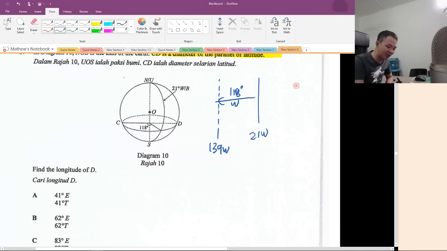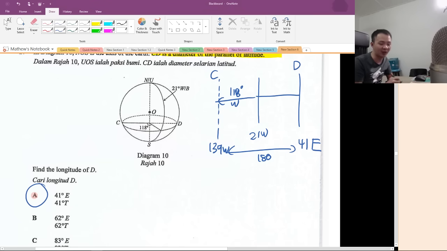If this is 139 west, this is C. C to D is the diameter, right? So over here, they are 180 degree, the relationship between them, right? So just use 180 minus 139, you will get 41. The west change to east. So it's quite easy, but you have to understand how to get the bearing, and then you also have to understand what happens to the diameter.